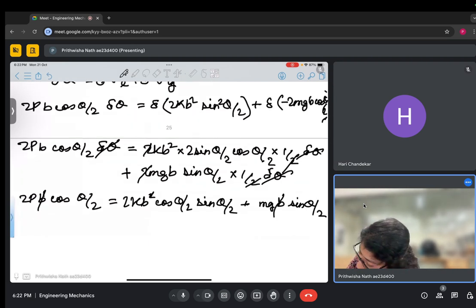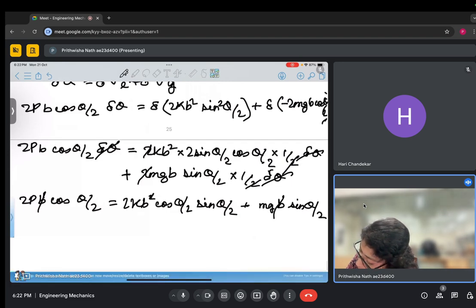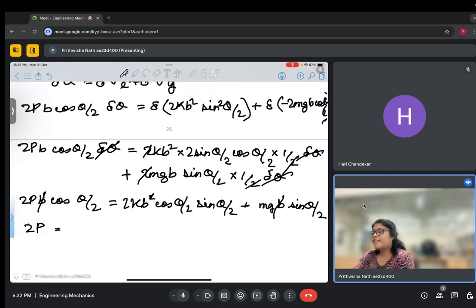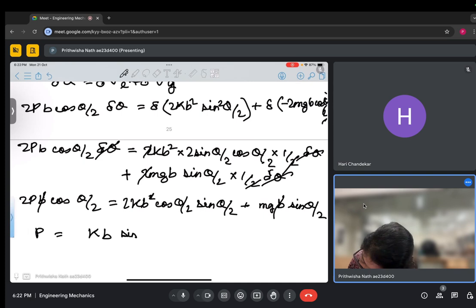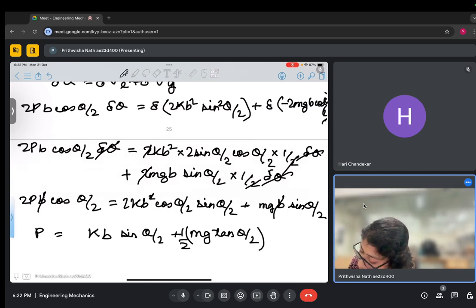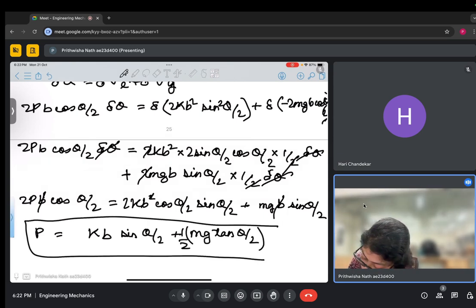Now finally, 2p, I'll divide the RHS. So finally P equals kb sine theta by 2 plus mg tan theta by 2 with a half. So this is the force P.